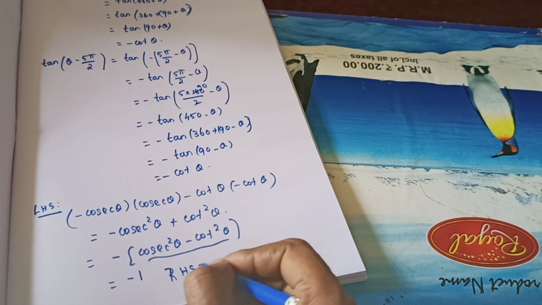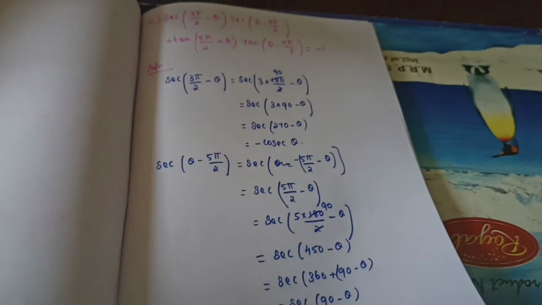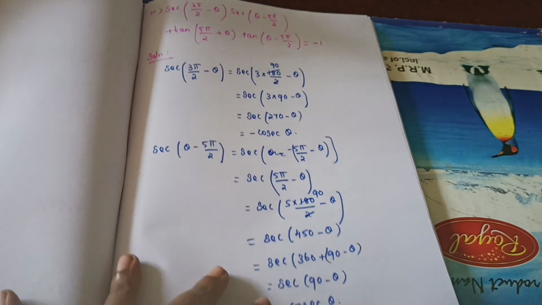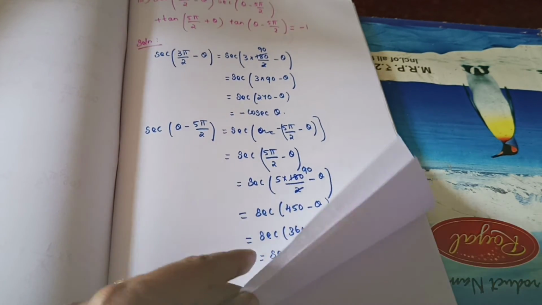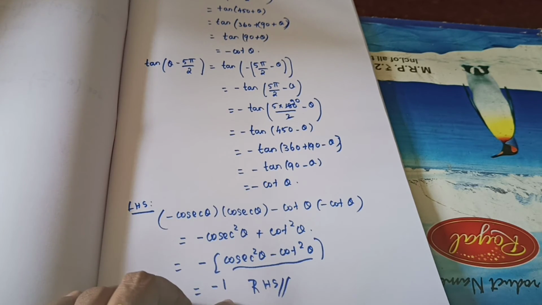That's equal to RHS. Very easy question, but seeing the time you will think it's a very big question. Okay, no. So you are thorough in that. We are just substituting on this. Understand, students? So you got the value as minus 1.